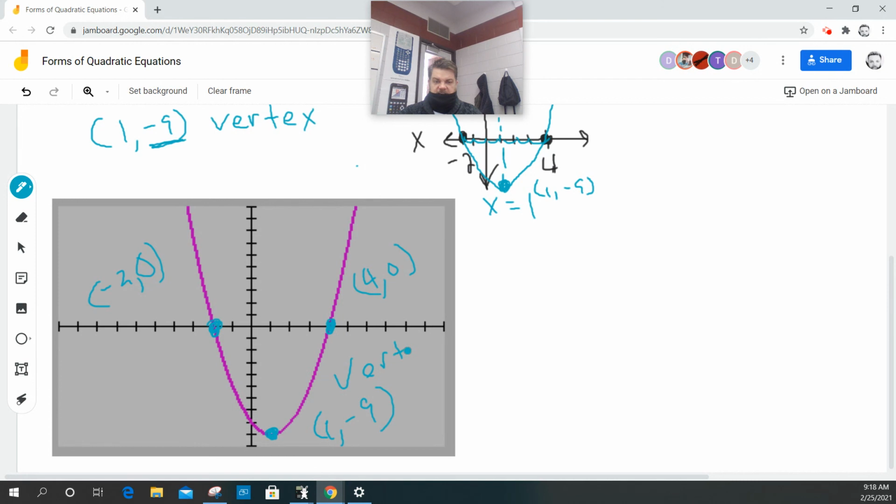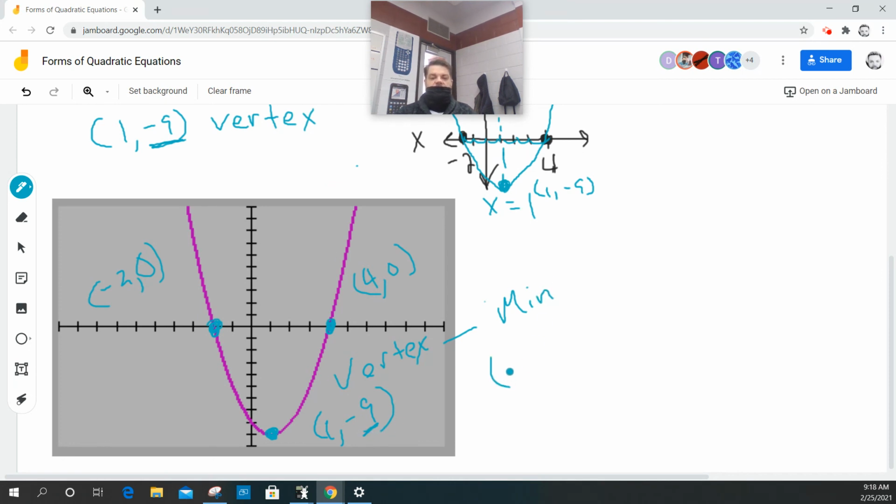Let's think about this vertex, though. The question doesn't ask this. Is that a minimum or a maximum? Well, no. What is the y value here? Negative 9. Will there ever be a y value lower than negative 9? In other words, will there be a negative 10 on the graph for y? No. So that's the minimum value. In other words, all the y values are greater than this value here. So that's why we call it the minimum value.